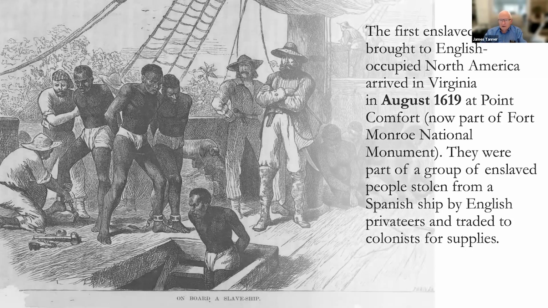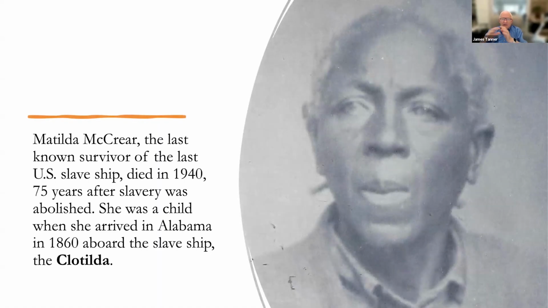This is the grasp of the time period. We talk about the initial year, 1619, and now we're going to flash forward to Matilda McCrear, the last known survivor of the last U.S. slave ship. So this was a person that was brought to America as a slave, and she died in 1940, 75 years after slavery was abolished. She was a child when she arrived in Alabama in 1860 aboard the slave ship, the Clotilda.